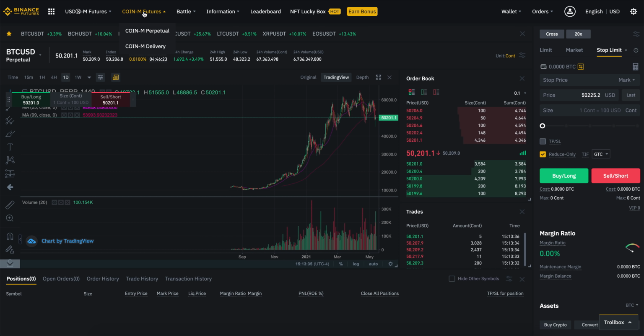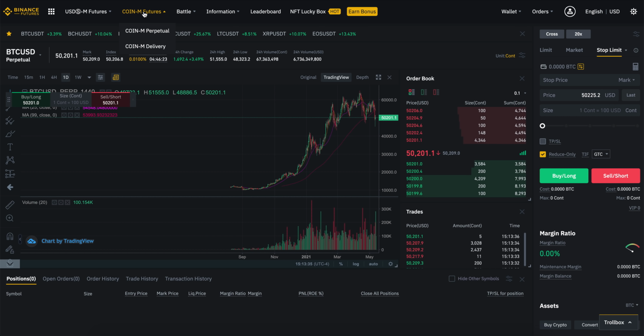Okay, so for me, I deposited some Ethereum and I deposited some Tether into my Fiat and Spot wallet. Once it's in your Fiat and Spot wallet, you're going to come over here to the left and click futures right here. Okay, you're going to go ahead and click futures, and you are going to transfer the funds from your Fiat and Spot wallet into your futures wallet.